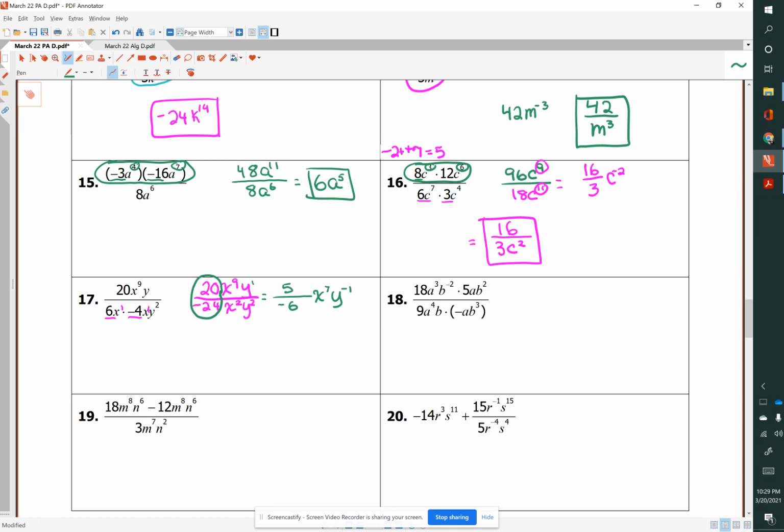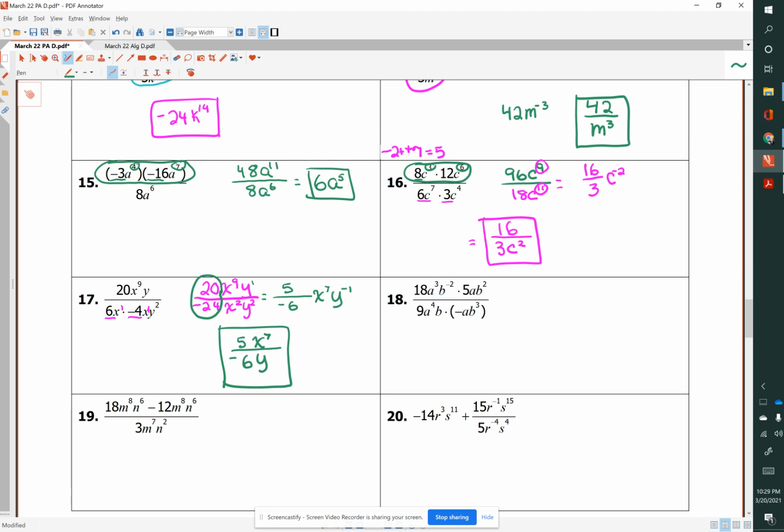So we still need to rewrite this. So in the numerator, we will have 5x to the 2nd. And in the denominator, we can put our negative sign either in the numerator or denominator. I'm going to keep it in the denominator. Negative 6y, and the 1 now is an invisible 1. So there's our final answer.